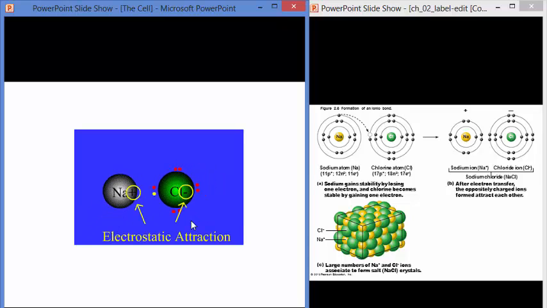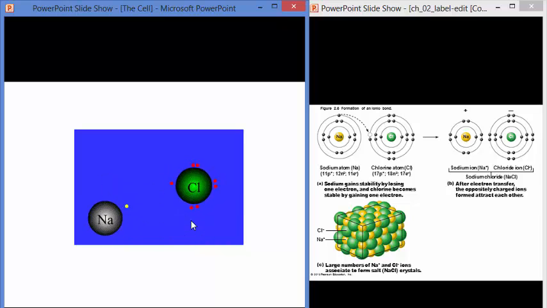are full. However, if your electron shells are not full, you will want to react with other atoms in order to fill your electron shells.